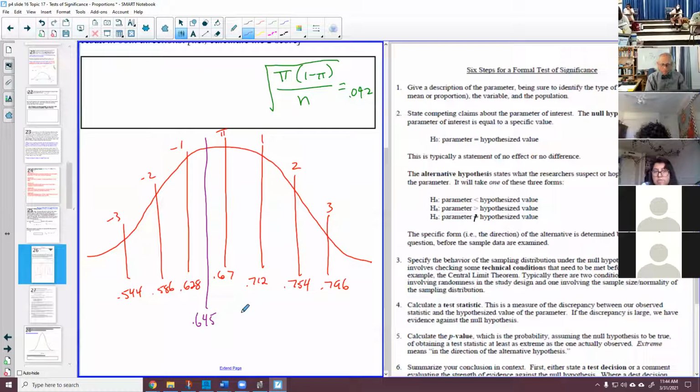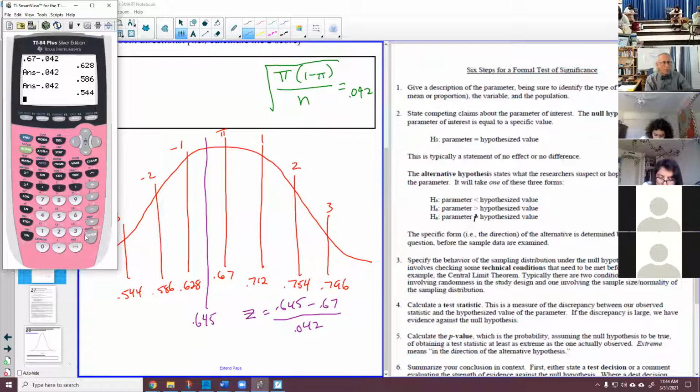So how am I going to calculate my test statistic here? Don't we have to run the z-score? The test statistic is the z-score. This is good. So how am I going to do it? You have to do z is equal to 0.645 minus 0.67 over the standard deviation, which is 0.042. Very good. So my test statistic is 0.645 minus 0.67. I'm going to divide that by 0.042.